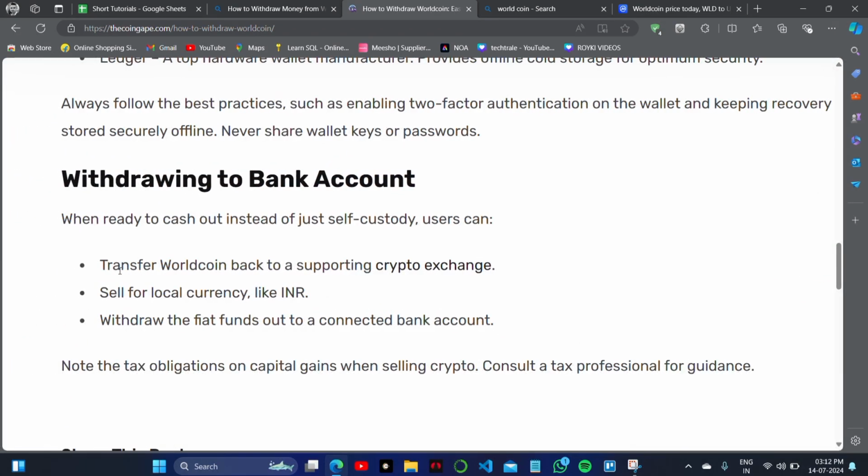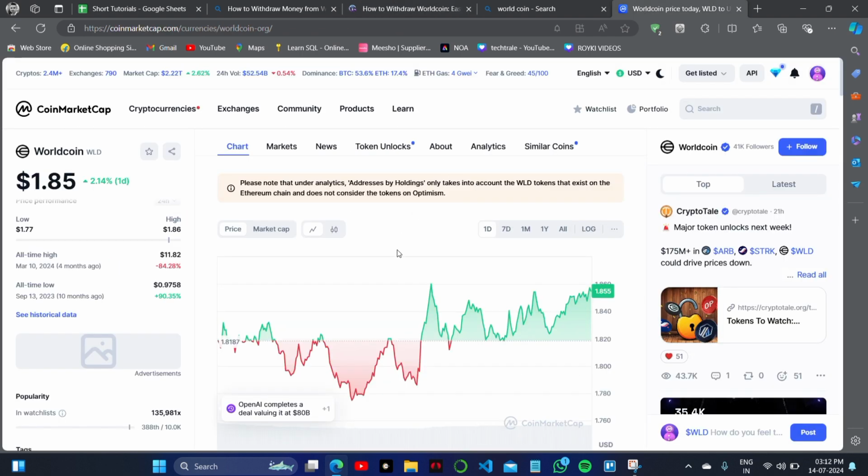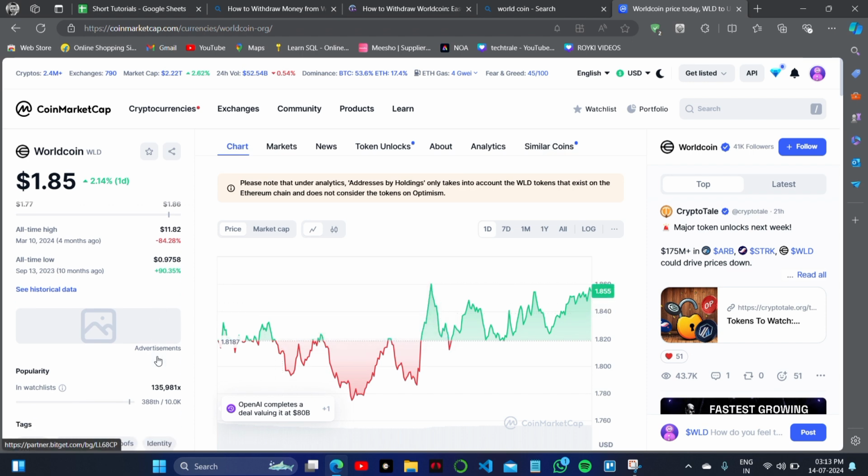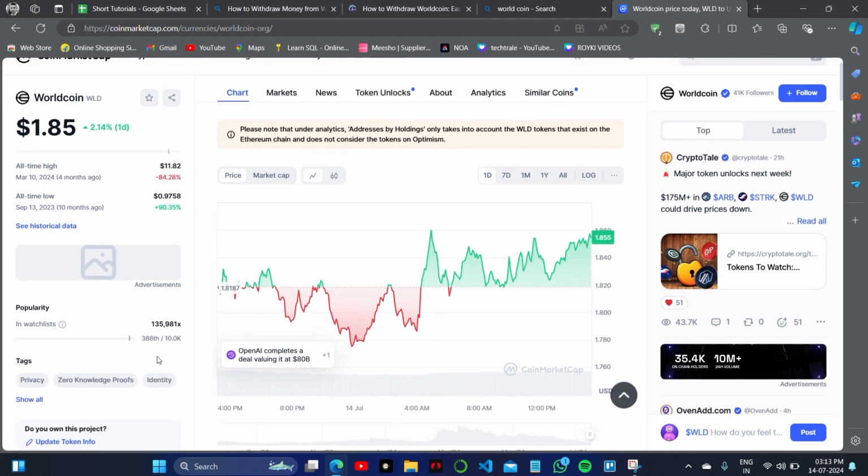When ready to cash out, instead of just self-custody, users can transfer the WorldCoin back to a supporting crypto exchange, now sell for local currency like INR, and withdraw the fiat funds out to a connected bank account. The tax obligations on capital gains can apply on your sale or purchase of your assets on this WorldCoin or CoinMarketCap.